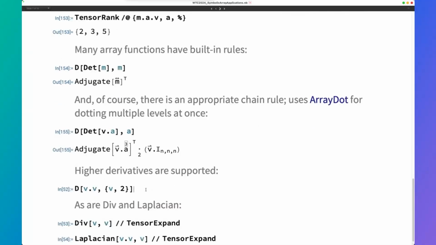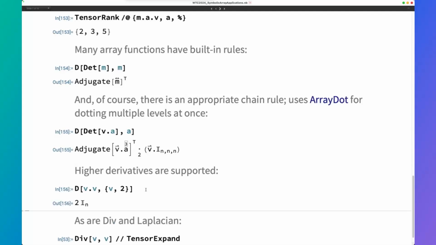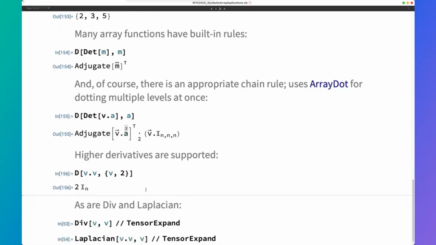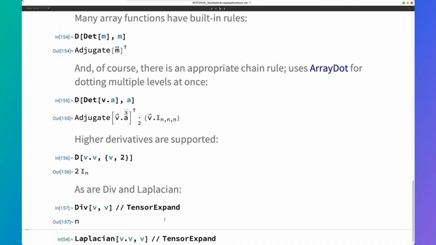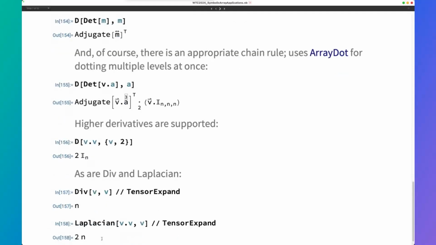So higher derivatives are supported. So here's the second derivative of v dot v. That's twice the identity matrix. Great. And div and Laplacian, there are some issues, which maybe I'll have a bit of time to talk about, but they do work, at least in some cases. So there's the divergence of v with respect to v, and Laplacian of v dot v is 2m.